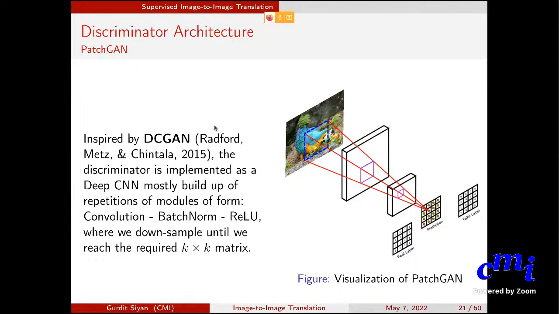And the architecture was inspired by the DCGAN paper. Instead of convolution and pooling layers and all that, they used blocks of the form convolution, BatchNorm, and ReLU. So they used BatchNorm instead of pooling layers, and we downsample the image till we reach a k by k matrix.